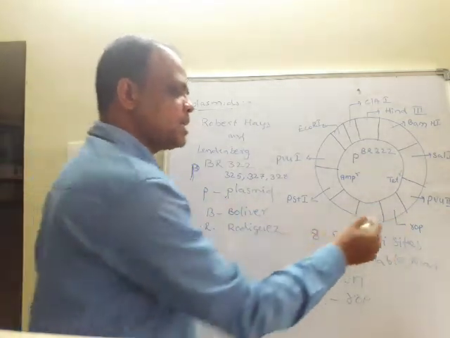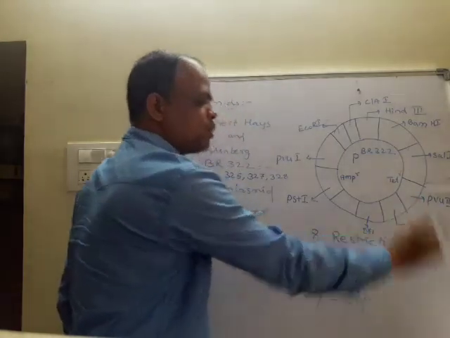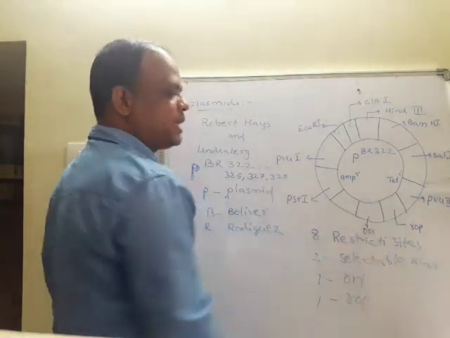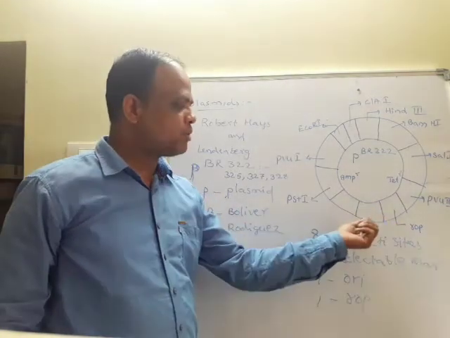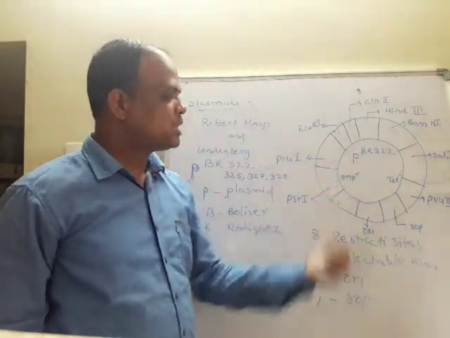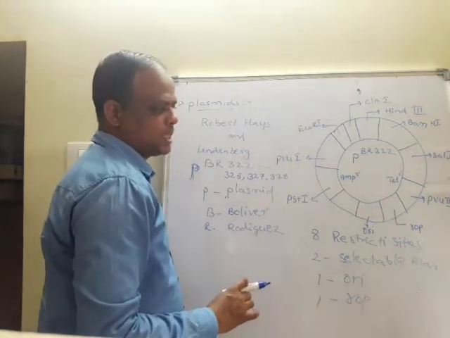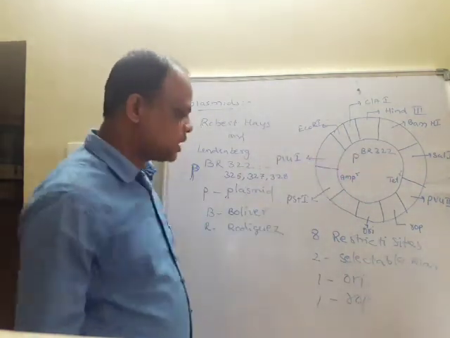When replication is started, this protein is involved in that replication. It acts as an activator of replication. So this is the structure of pBR322. This is the plasmid pBR322.